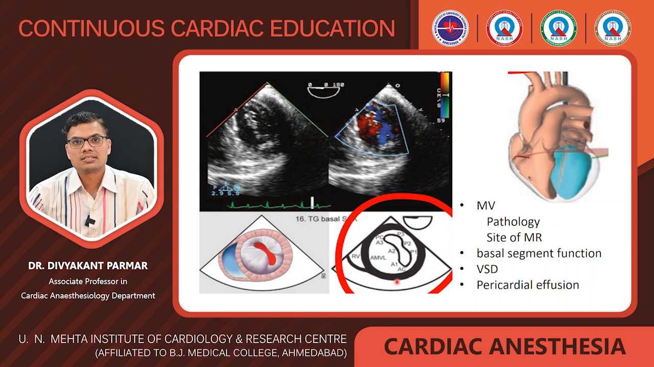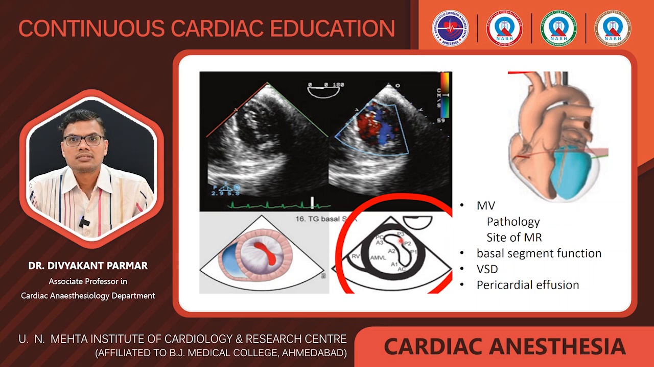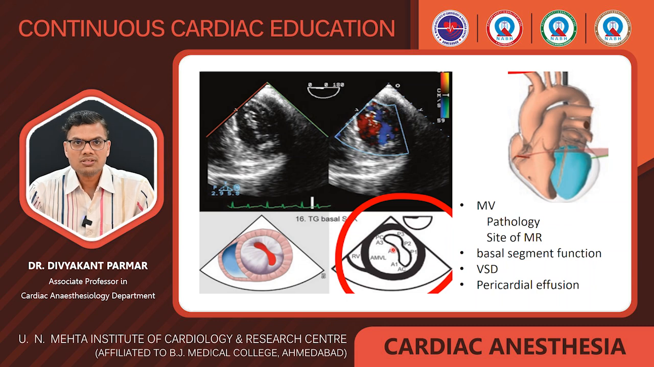So we can see all six basal segments. This is the anterolateral, this is the anteroseptal, this is the inferolateral, this is the inferoseptal, and this is the inferior wall. So we can assess the mitral valve area by using planimetry, and whether any mitral regurgitant jet is present, and from which scallops. We can also see any VSD or pericardial effusion, and the mitral valve opening is similar to a fish mouth, so this gives a fish mouth appearance.